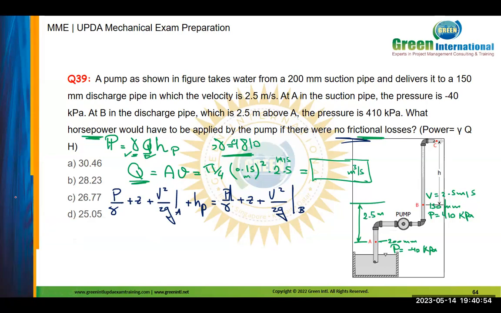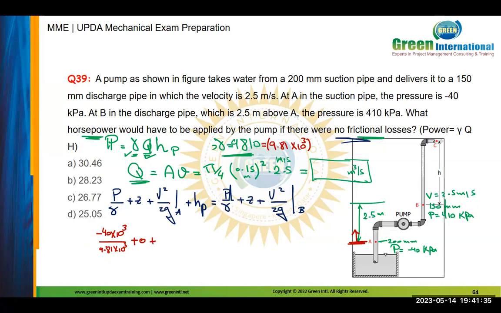Let's check the available data and unavailable data. Pressure at A is minus 40 kilopascal, so it's better to convert to Pascal, 10 to the power 3. Gamma, I can write as it is, 9.81 multiplied by 10 to the power 3. I prefer to write it as it is to cancel 10 to the power 3 with 10 to the power 3 and reduce the calculation. Z, according to your datum: if you take the datum at A, then Z is equal to 0. It is on the datum.